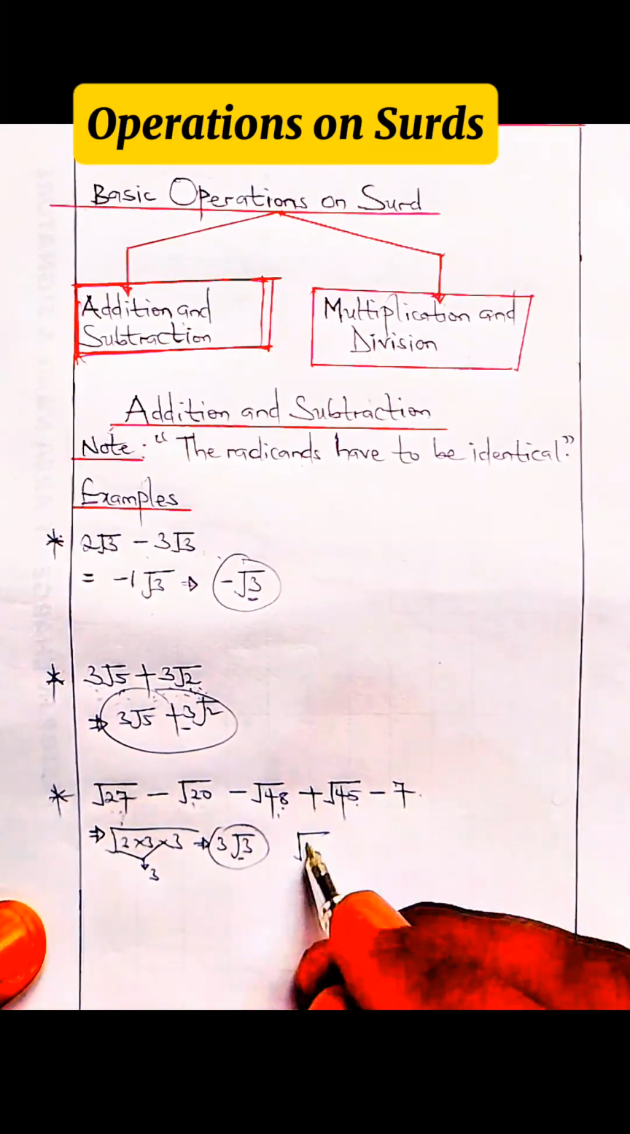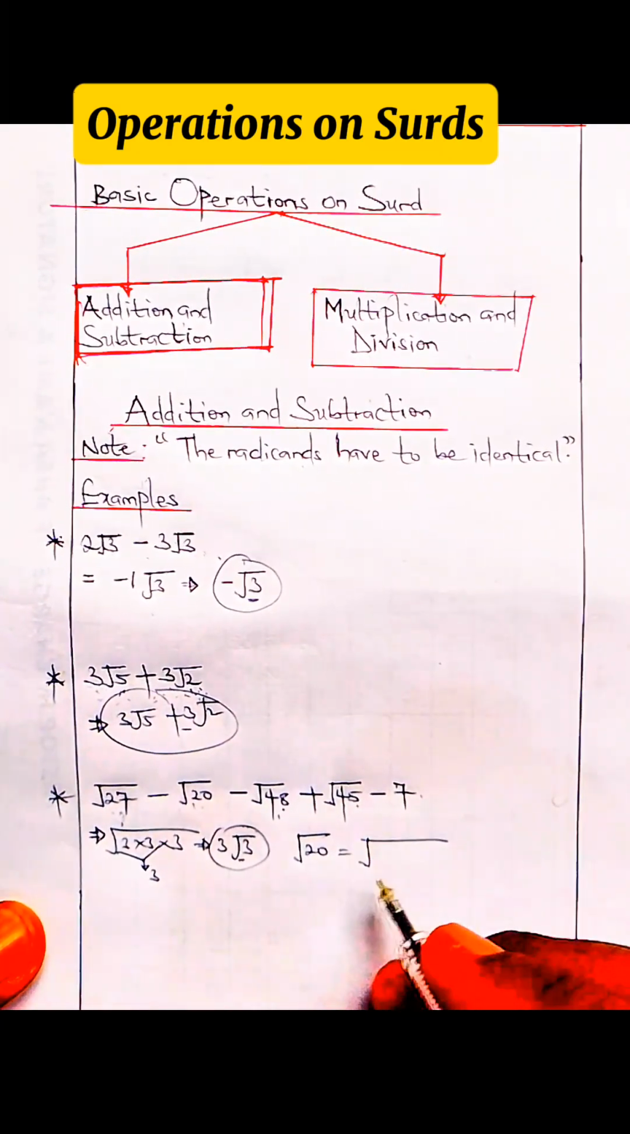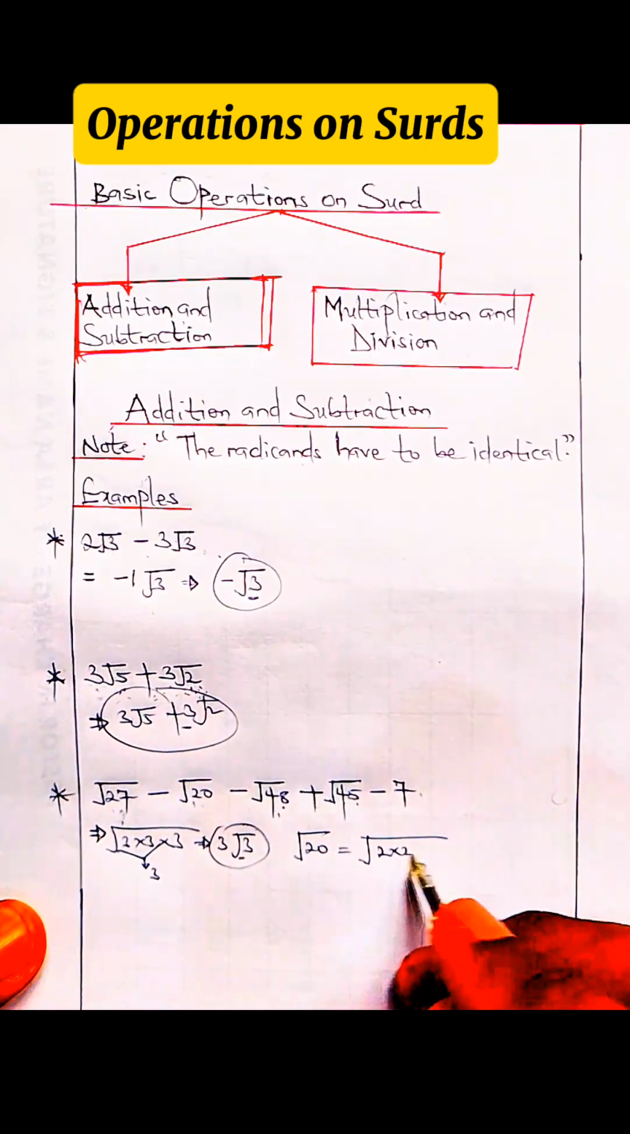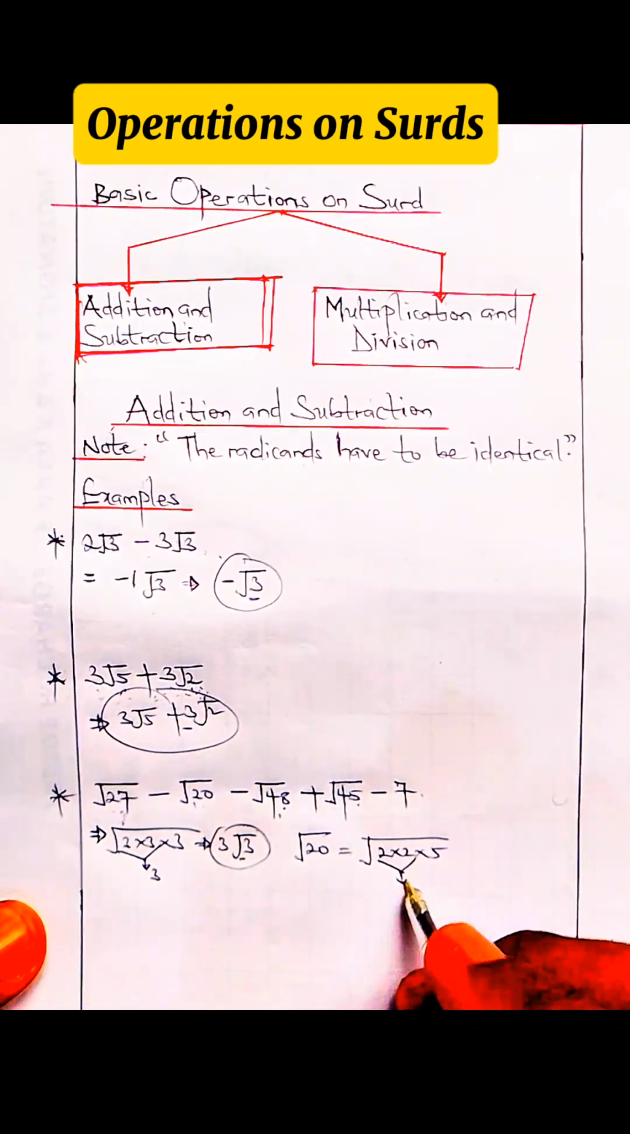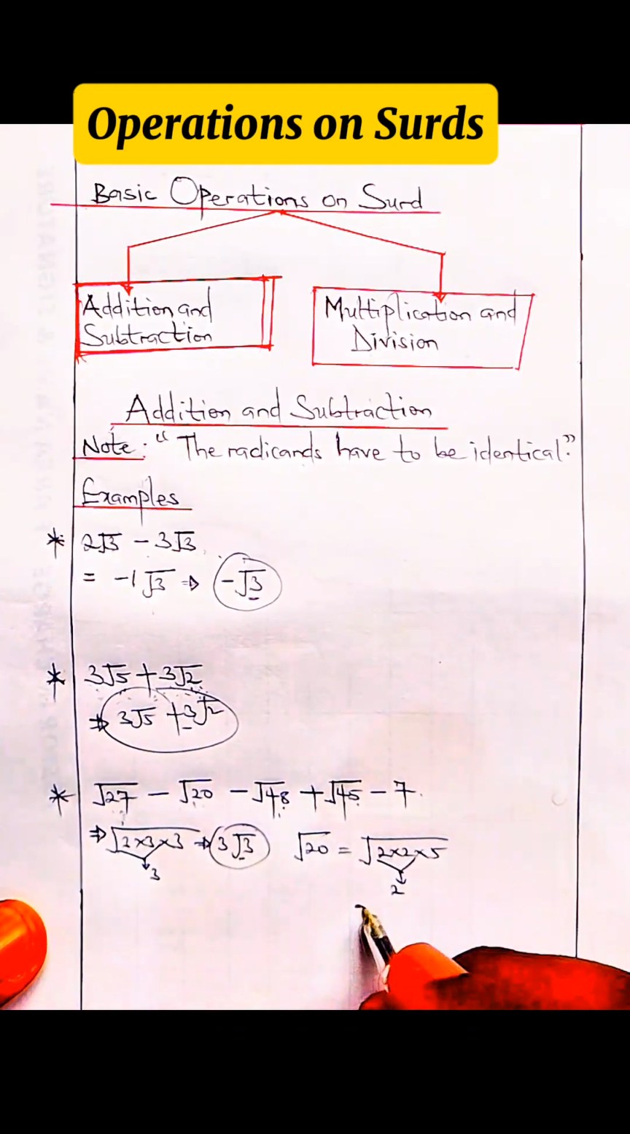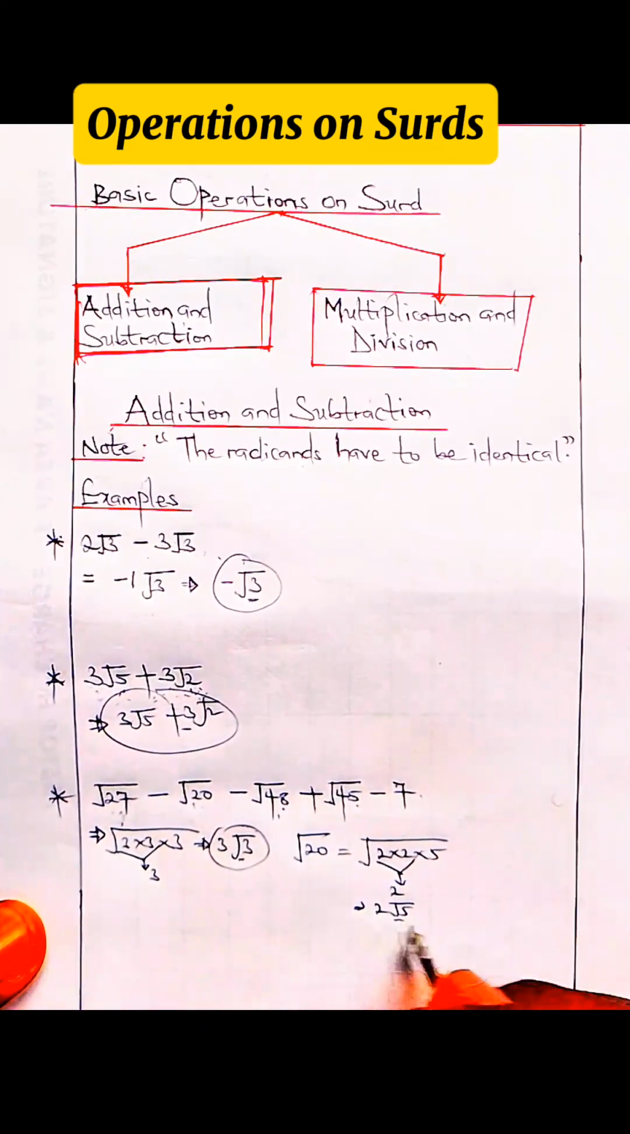So the next we have is root 20, where you break root 20 down. You end up having 2 times 2 times 5. So pick this 2 out. So what do we have? This is 2 root 5. We're done with that.